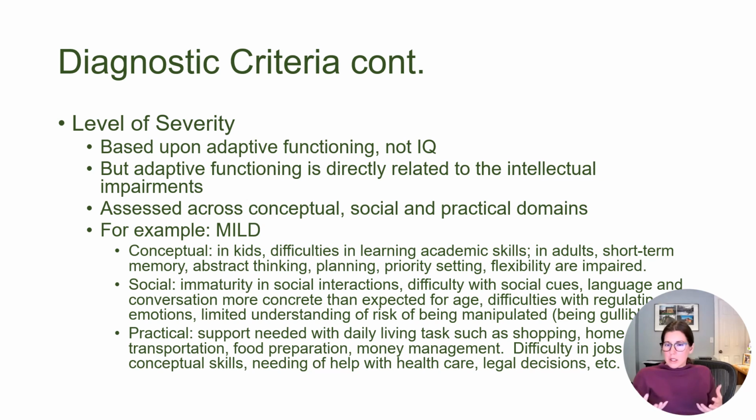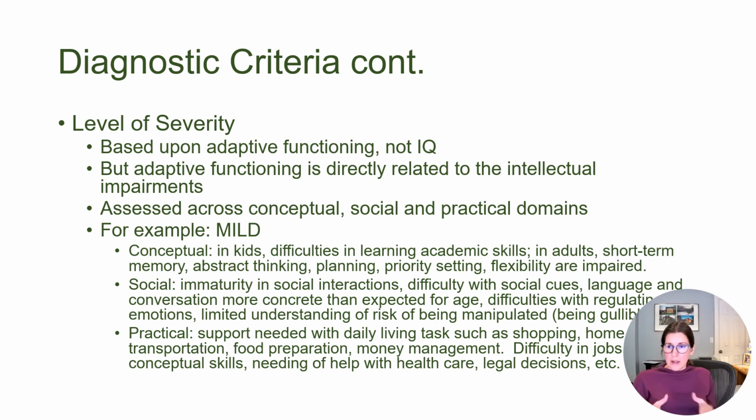So what does this look like, or what does this kind of feel like? So folks that have a mild level of severity, or a mild specifier, conceptually what this looks like in kids is difficulty learning academic skills. In adults, it may look like limited abstract thinking, difficulty with short-term memory, difficulty with planning things out sequentially or planning things in the future, having a hard time with priority setting, and so that can end up looking like rigidity.